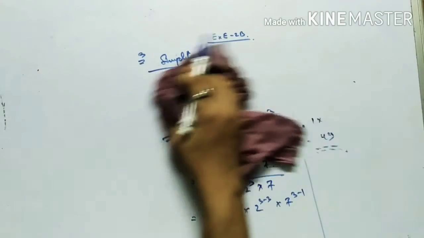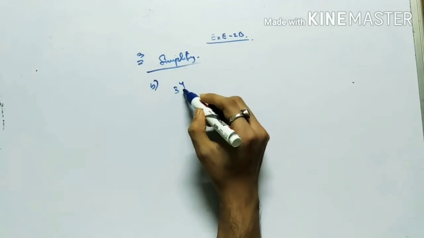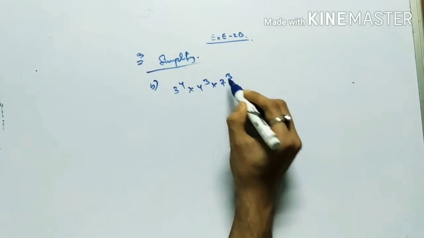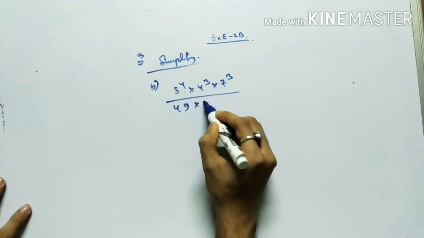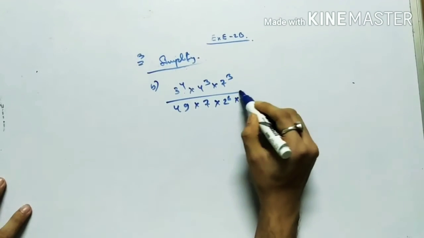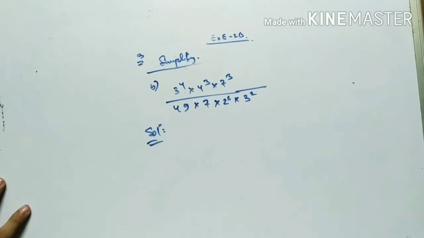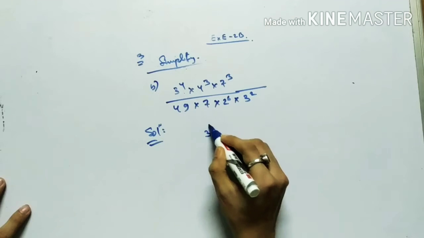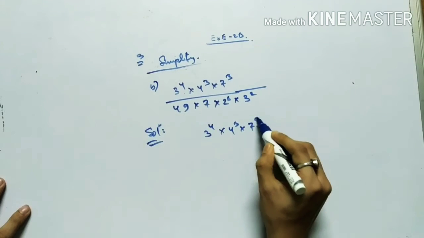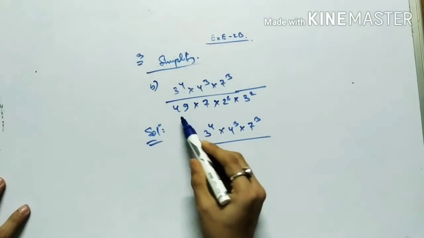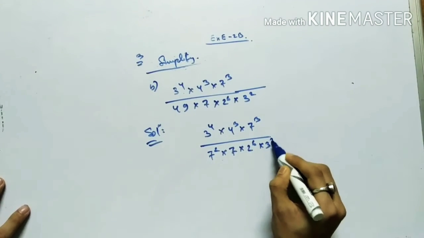Okay, next again, number B: 3 to the power 4 into 4 to the power 3 into 7 to the power 3 by 49 into 7 into 2 to the power 6 into 3 to the power 2. Now here you see 49 becomes 7 square into 7 into 2 to the power 6 into 3 to the power 2.